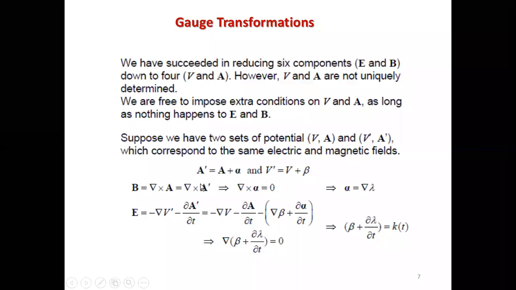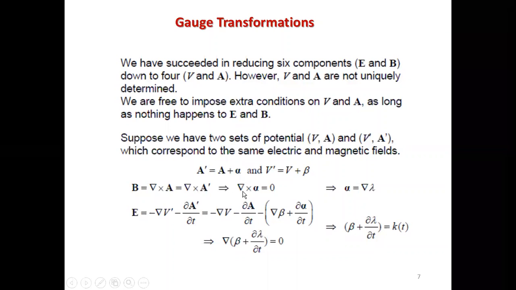So curl of A prime... implies curl of alpha, so both terms will be the same here. B equals curl of A, and that is equal to curl of A prime. OK, and another term will be curl of A. Since both terms are the same here, curl of B and curl of A, they will be cancelled out and you will get curl of alpha equals 0. If you solve this by putting the value of A prime here, the curl of A term will cancel from both sides, so you will get curl of alpha equals 0.